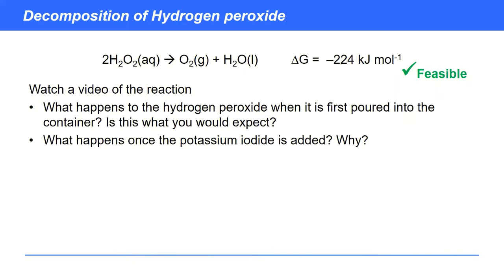So I want you to watch a video in a moment for this reaction. I want you to think about these questions. What happens when the hydrogen peroxide is first poured in? Is that what you would expect, given that it's a feasible reaction? And then they actually add some solid potassium iodide in, and I want you to think, is that what happens when it's added and why? So click the link now to watch that other video and then come back.